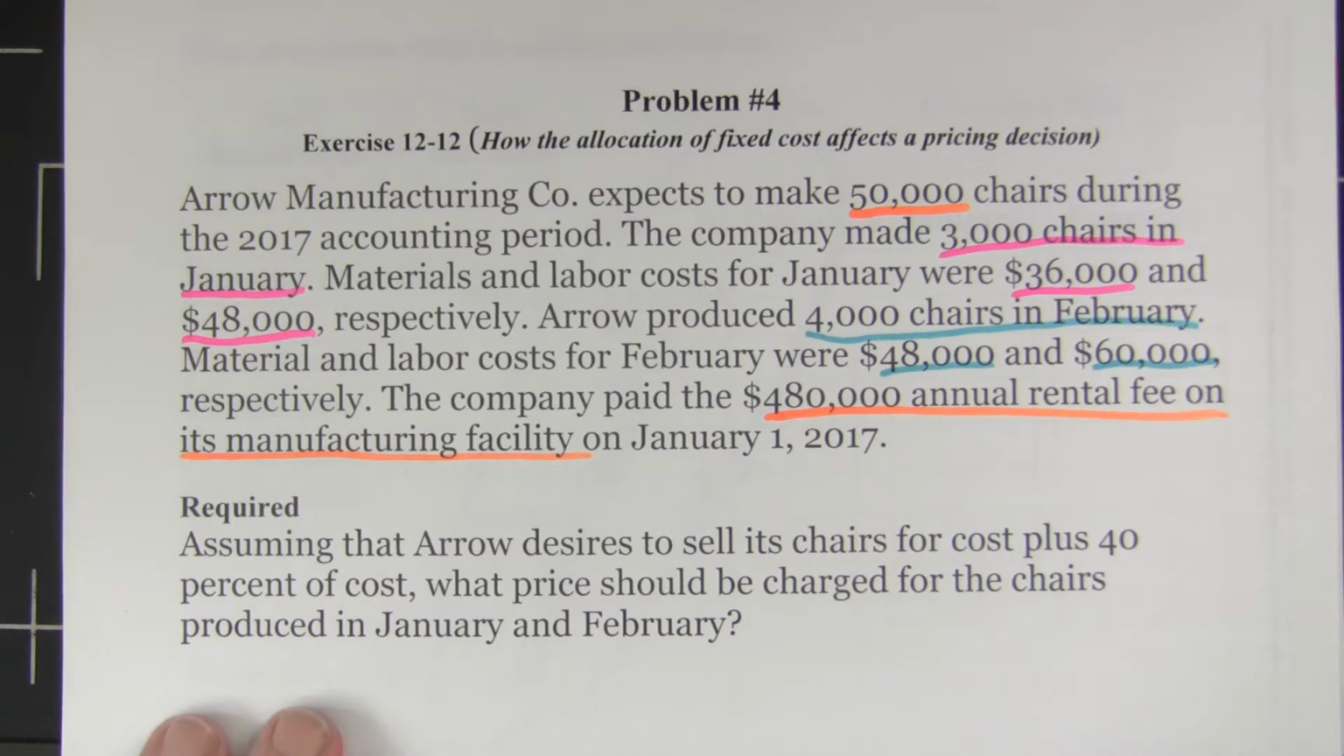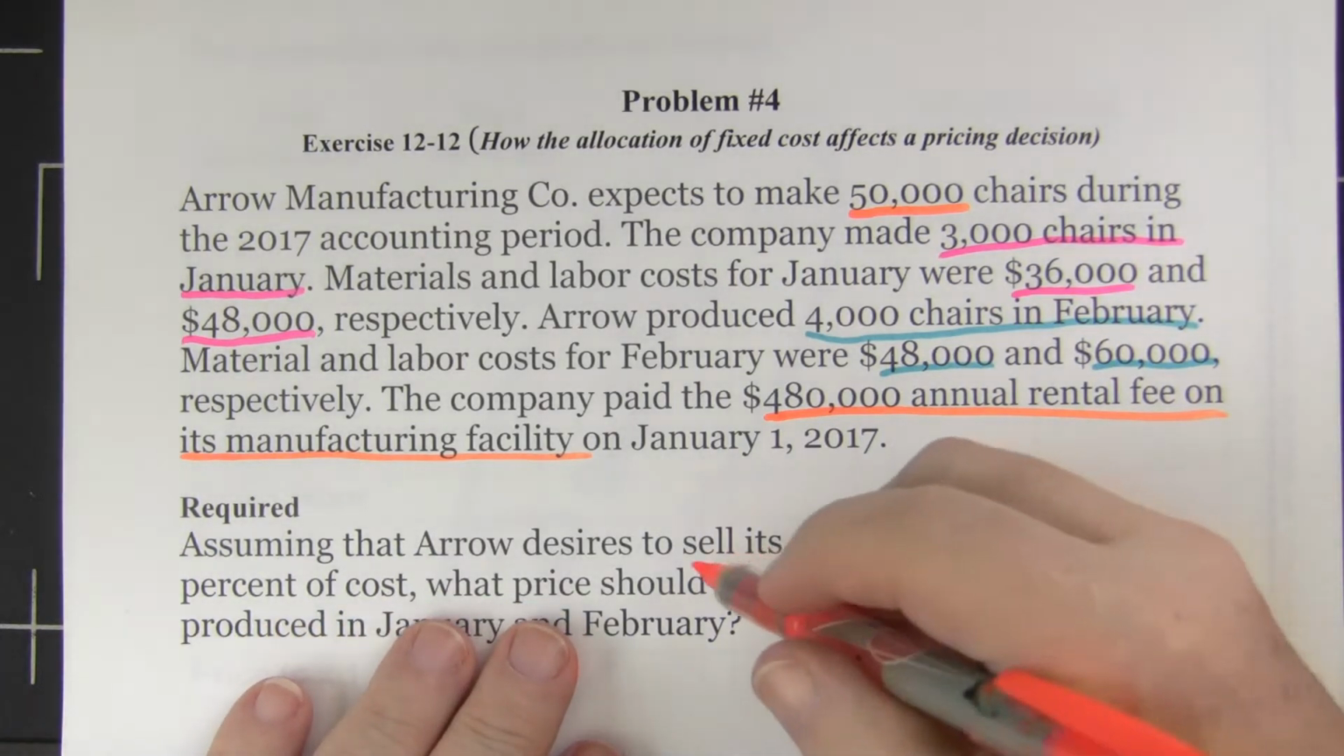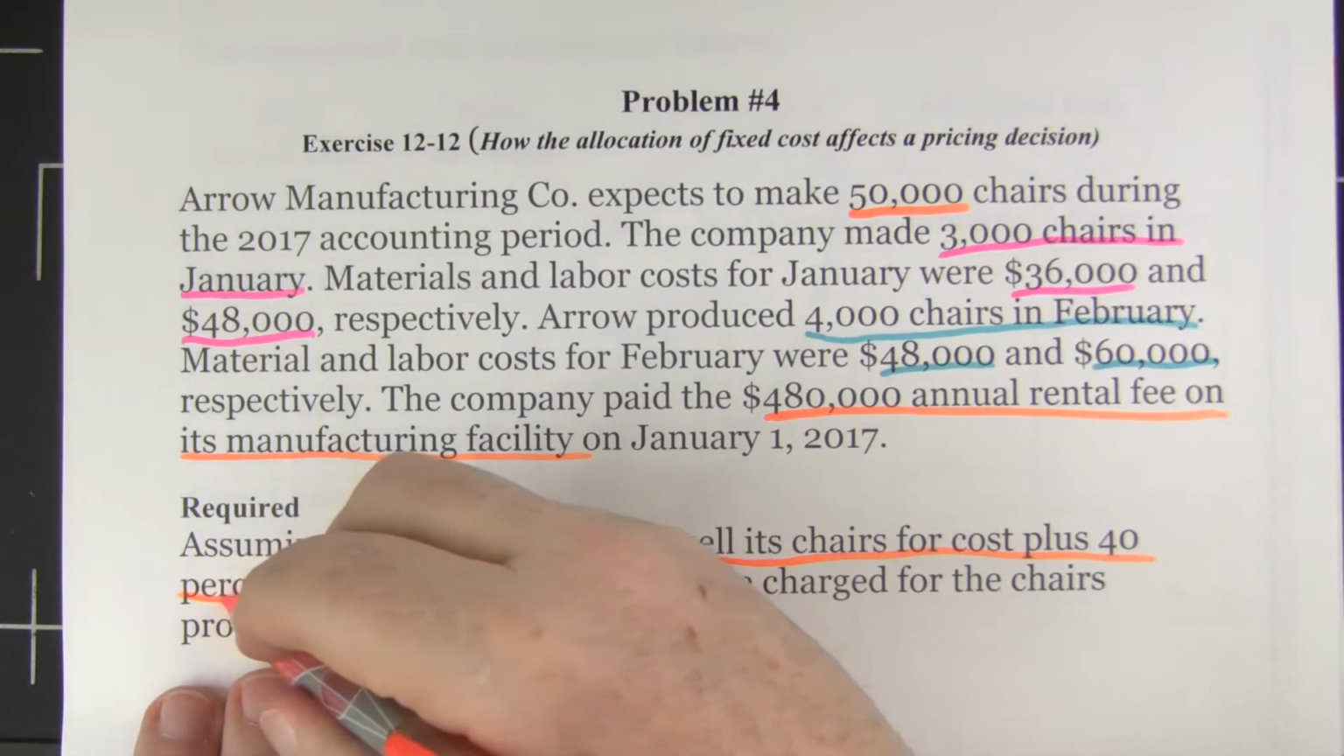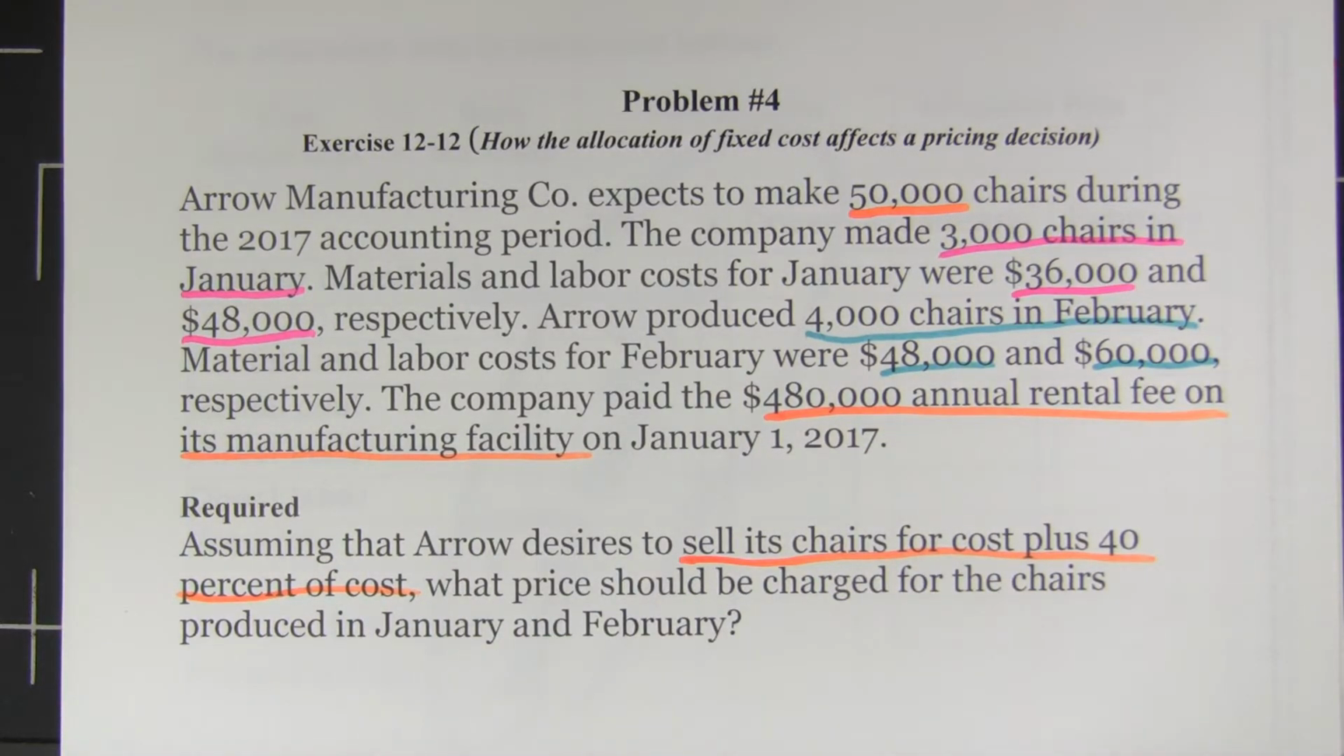Anyhow, assuming that this company desires to sell its chairs for cost plus 40% of cost. And this is something you will have to do, because a lot of times you will have to cost out a party or a suite of rooms. Anytime you're doing anything for any governmental agency, you have to price it out cost plus. So this is something you will actually have to do once you start running your businesses. What price should be charged for the chairs produced in January and February?